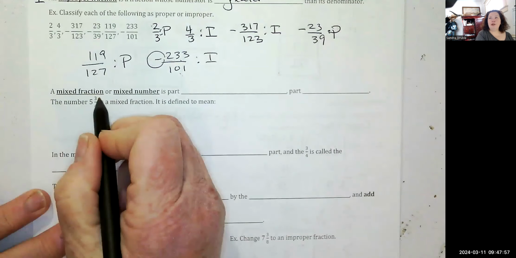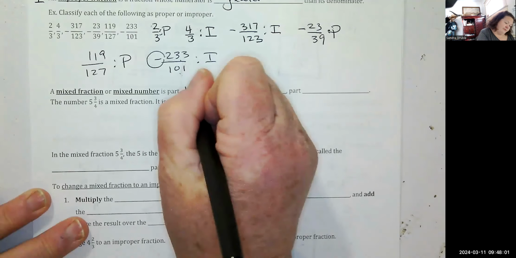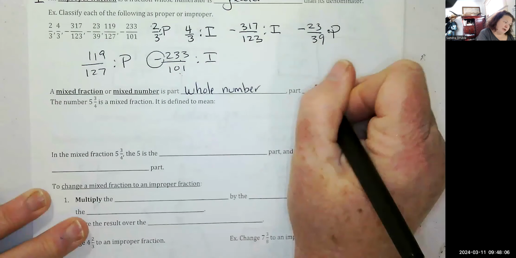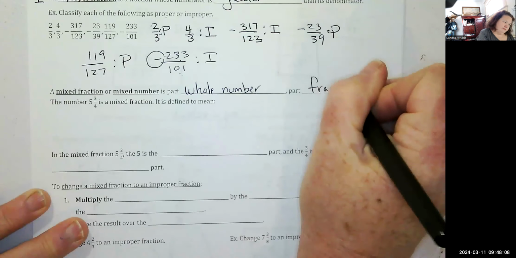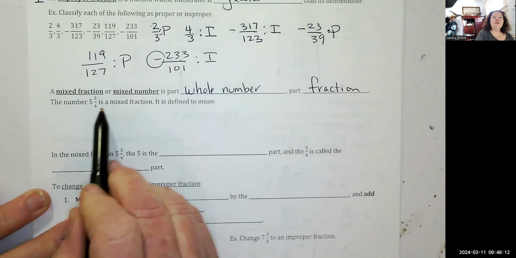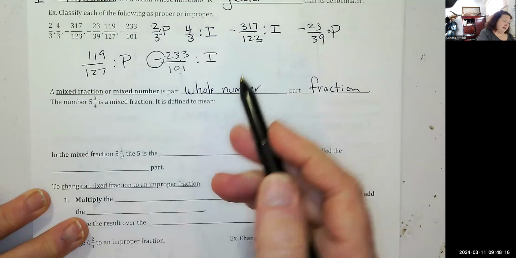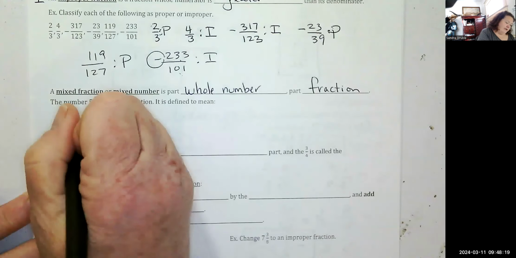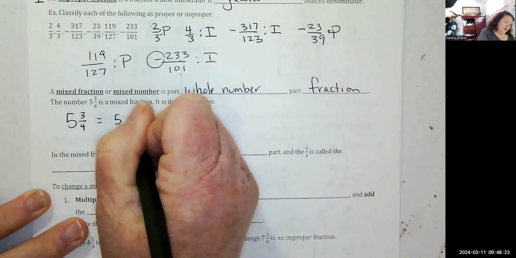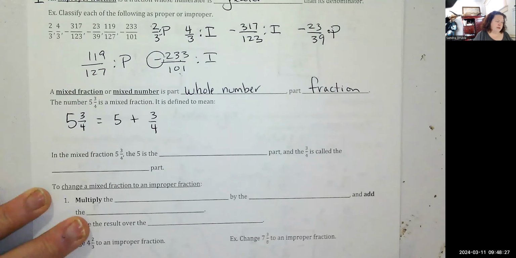A mixed fraction or a mixed number is part whole number and part fraction. The number 5 3/4 is a mixed number or a mixed fraction. It is defined to mean, well, 5 3/4 means 5 plus 3/4. All right.